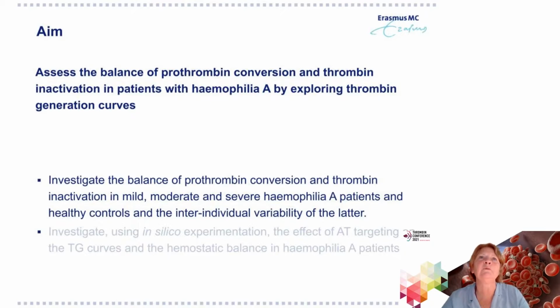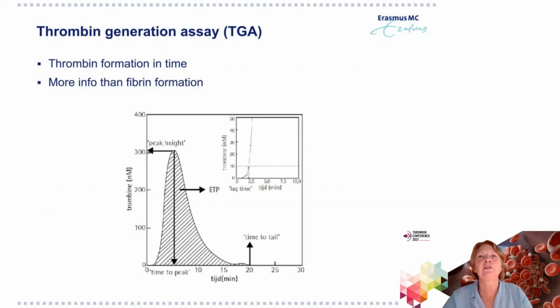So the aim of our study was to assess the balance of prothrombin conversion and thrombin inactivation in patients with hemophilia A by exploring the thrombin generation curves. In the first part of the presentation, I will show you the results where we investigated the balance of these two processes in mild, moderate, and severe hemophilia A patients and in healthy controls, and the inter-individual variability of the latter.